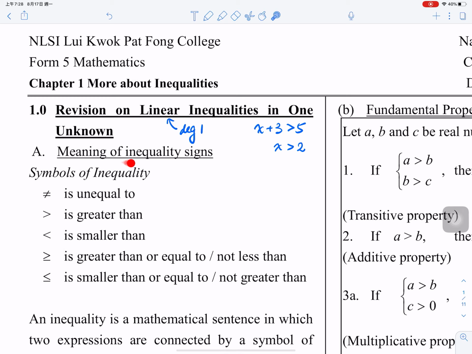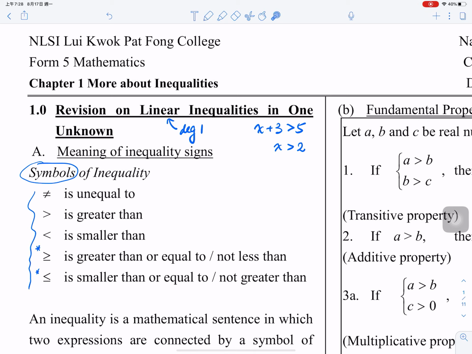A, meanings of inequality signs. Here we'll have some symbols, okay? Those of them are the symbols of inequality. The first one is unequal to, this one greater than, this one smaller than. Very easy, right? And these two, I hope you memorize.